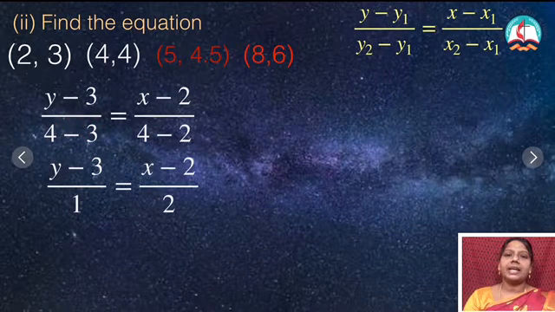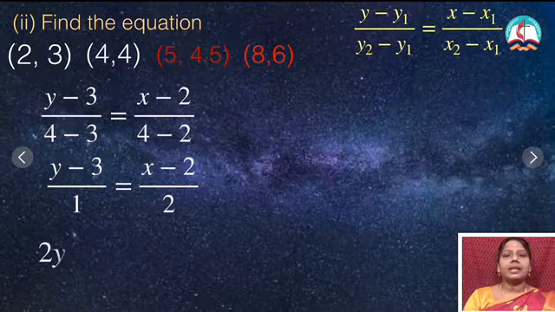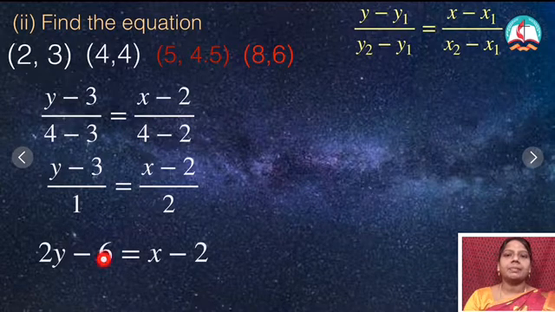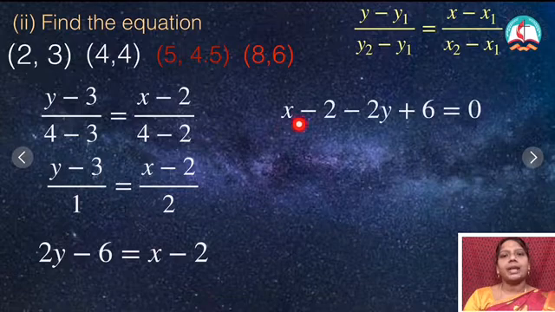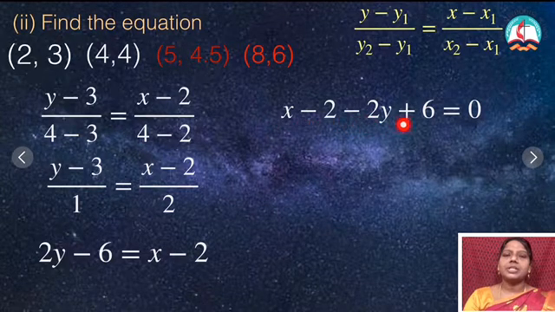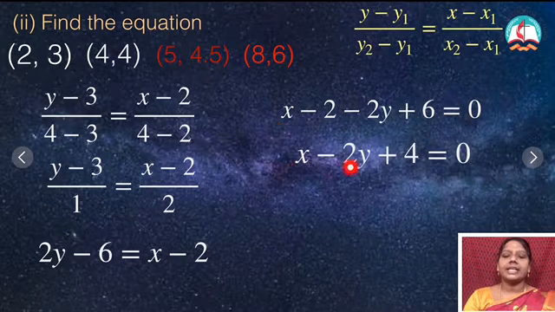After simplifying that, you just look at, you have denominators as 1 and 2. Shall we take a cross multiplication? If I am taking a cross multiplication, it becomes 2y minus 6 is equal to x minus 2. Now bring everything to the other side. Always we are keeping x as positive. So I am taking 2y minus 6 to the other side. Therefore, x minus 2 minus 2y plus 6 is equal to 0. If I am simplifying that, I am getting x minus 2y plus 4 equal to 0. That is the required equation.